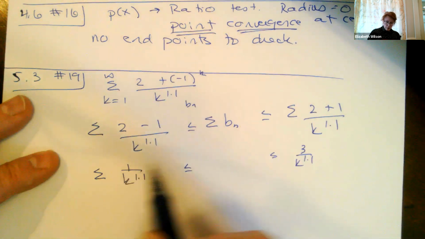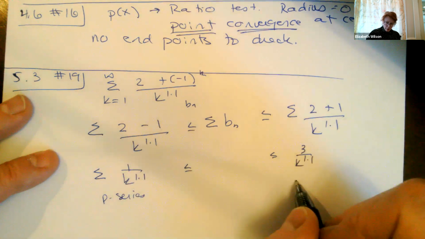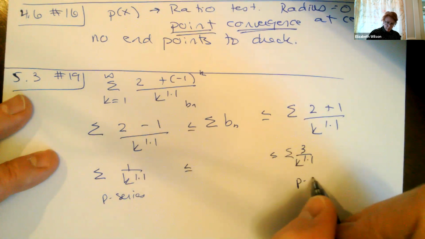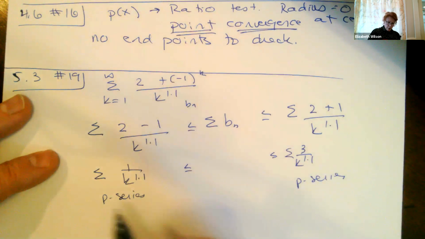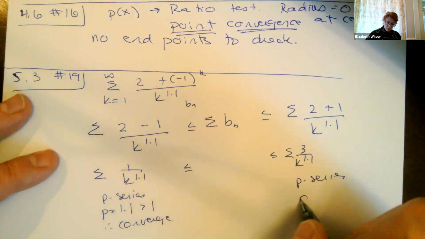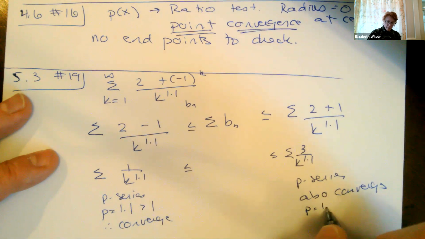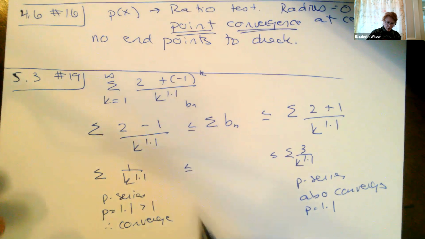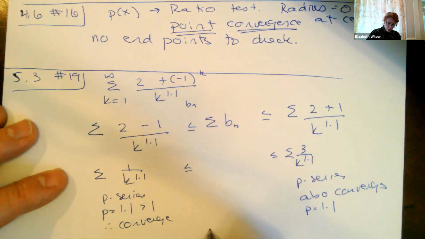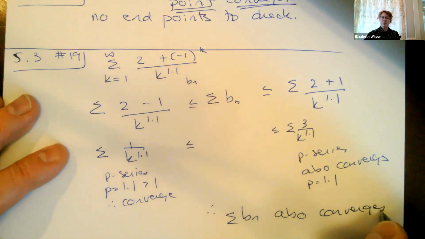So this is a p-series, and this is a multiplier of a p-series. It's 3 times a p-series. So our p is equal to 1.1, which is greater than 1, which means it's going to converge. This also converges. It's the same thing, right? P equals 1.1. They both converge, which means that our inner series must converge. Therefore, b sub n also converges, sorry. Also converges.